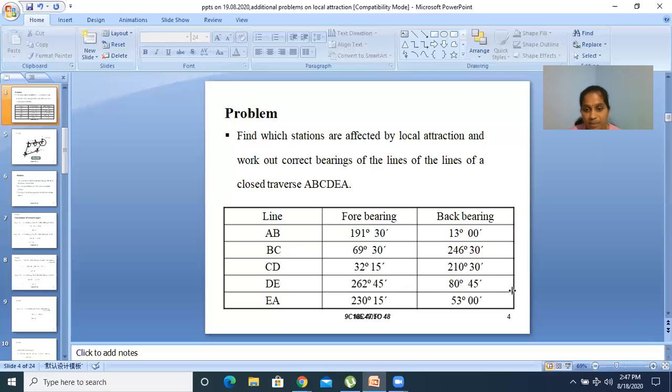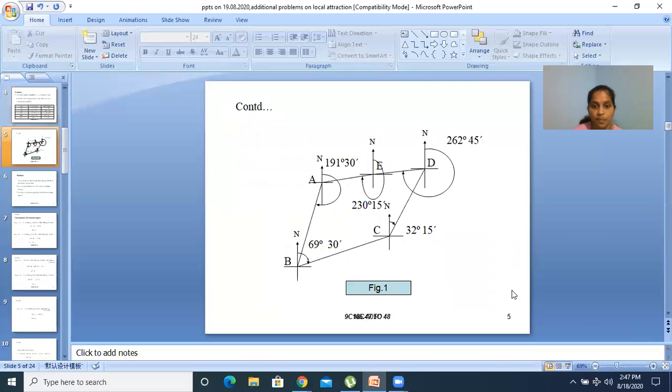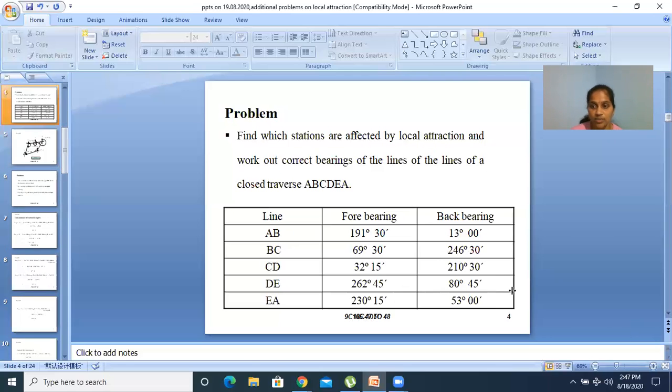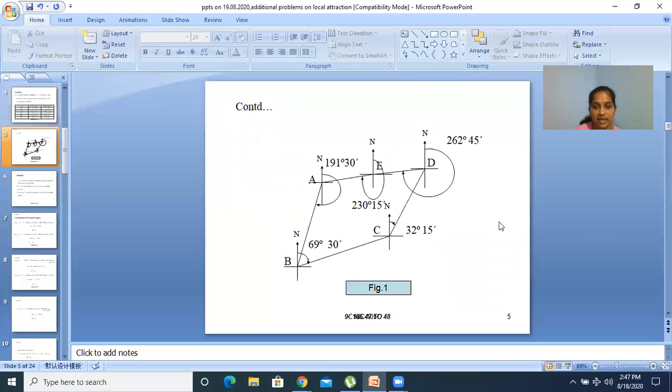By comparing the forebearing and back bearing of every line, there is no line whose difference is exactly 180 degrees. So in such a case, what will we do? First, using the observed forebearings and back bearings, this is the sketch we have drawn. There are 5 stations: A, B, C, D, and E.